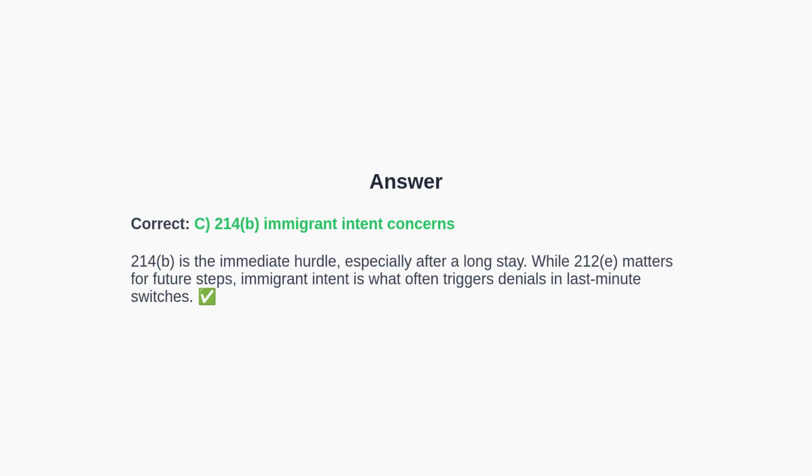The correct answer is C, 214B, immigrant intent concerns. Although the 212E requirement is important for eligibility for H visas, L visas, or permanent residency, it is not typically the deciding factor in a new J1 application. Instead, late-stage applications tend to fail because they cannot overcome the presumption of immigrant intent under 214B. Next, let's explore safer alternatives when the J cap is approaching.